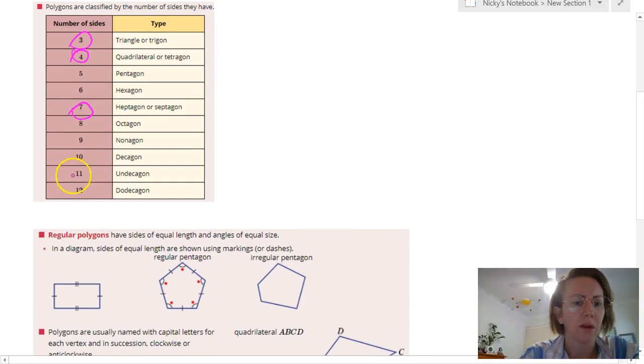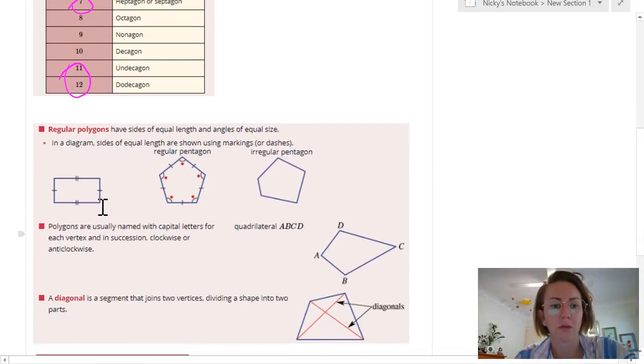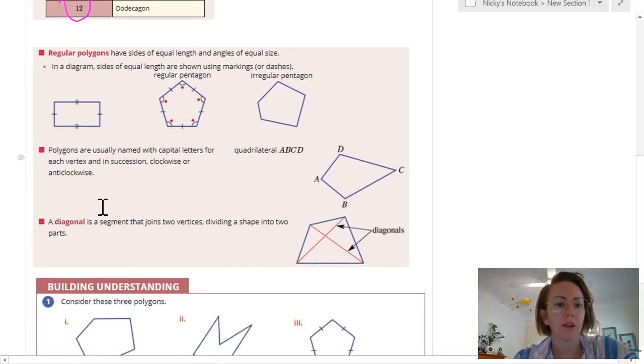You might not be aware of the 11 and 12-sided polygons, undecagon and dodecagon. So that's up to you to make sure you remember those and learn those. That's in your textbook. Alright, a couple of other terms.